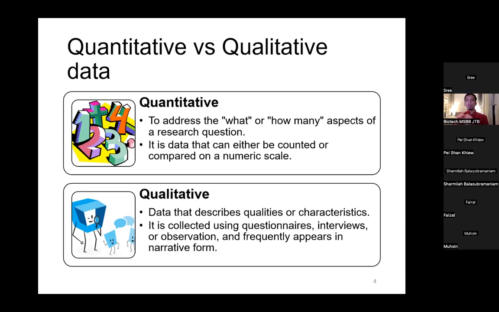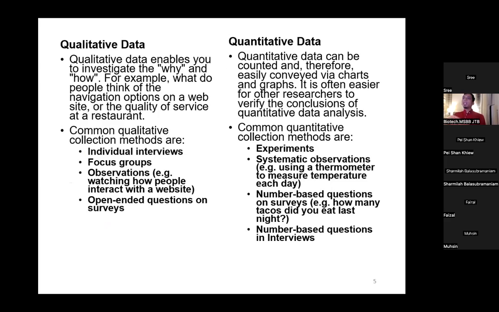If qualitative, we don't have the value. Usually they give opinions. People are giving opinions, so we don't have a value to quantify their opinions. Then we just describe it, we just report it as a result. Then we analyze those results and discuss them. So that is the qualitative. Qualitative does not involve numbers. Qualitative data enables you to investigate why and how. For example, what do people think of navigation options on sites, where you can have the opinions of the people, then you convert it into quantity, right?